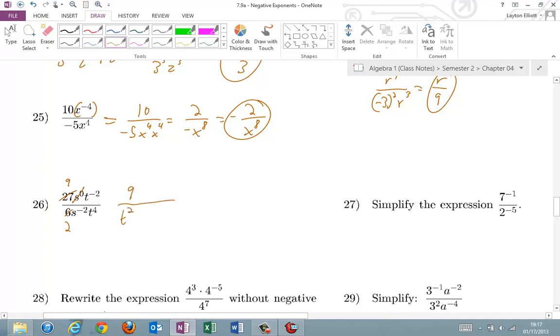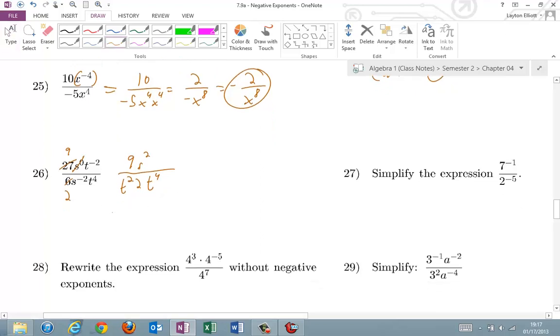Now read the bottom. The 2 stays on the bottom. The s to the second moves to the top. And the t to the fourth stays in the denominator. Shuffle them around and rewrite it a little bit. I've got a 9 s to the second over 2 t to the sixth, and nothing cancels.